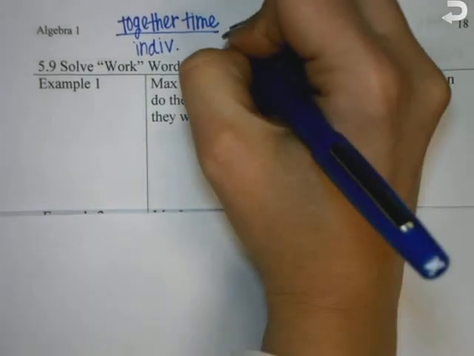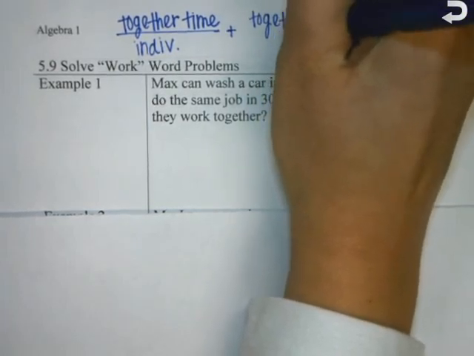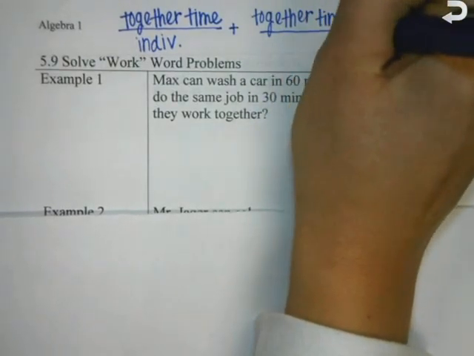plus the together time, divided by the other individual's time.